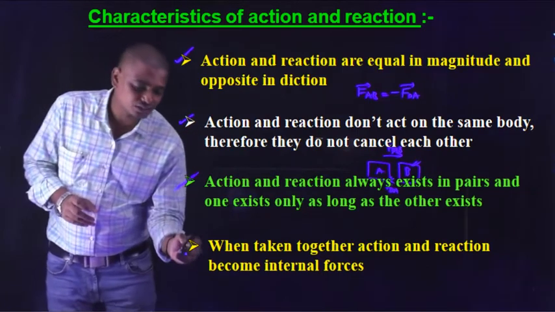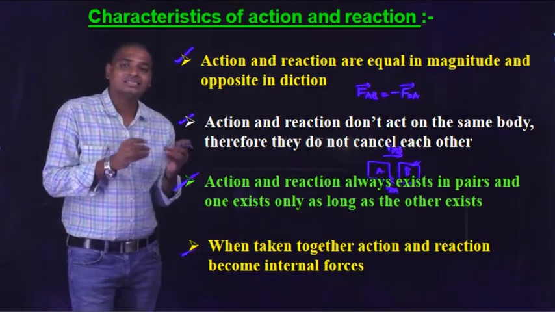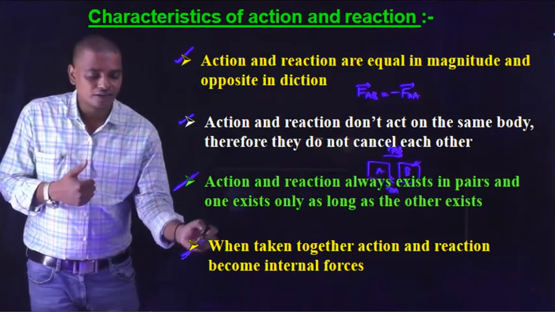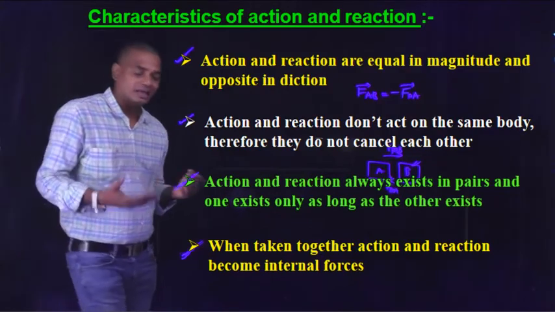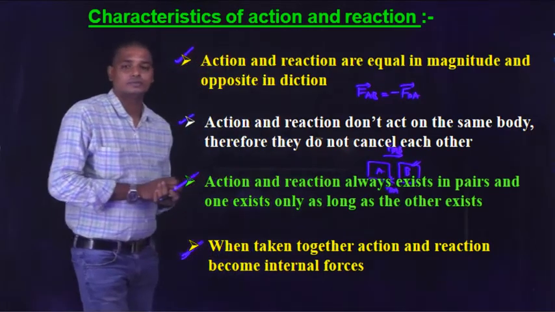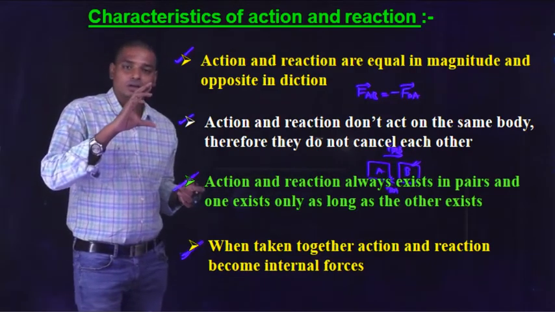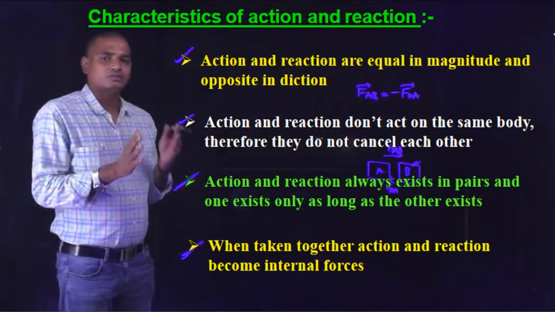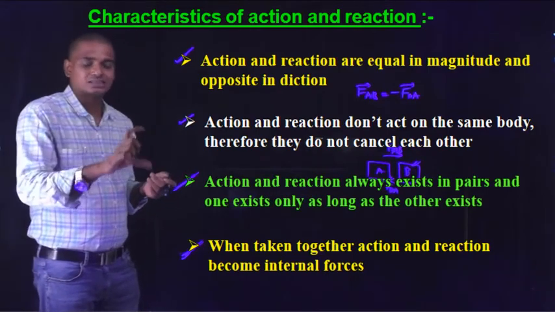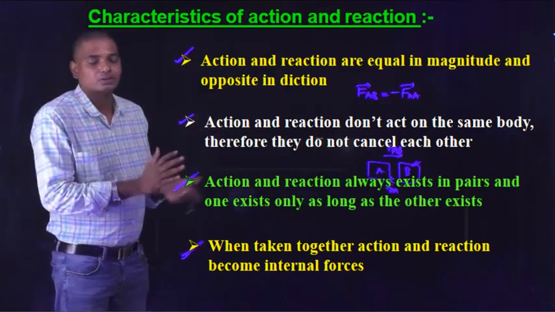And the last characteristic of action reaction is that when taken together, action and reaction, we call them internal forces. So when taken together, these action and reaction forces will be the internal forces of the body. So these are the main characteristics of the action reaction pair that we should understand so that we can solve the problems. Without understanding these characteristics, we cannot understand how Newton's third law can be applicable on the other processes.